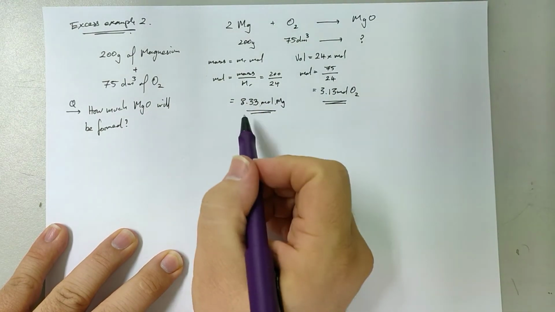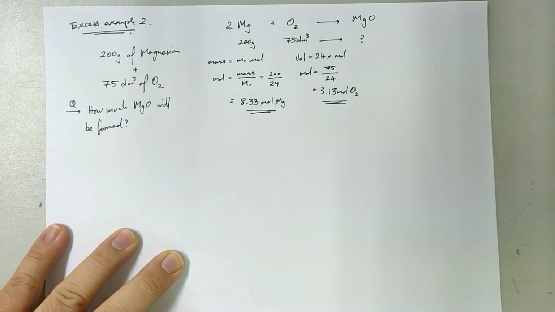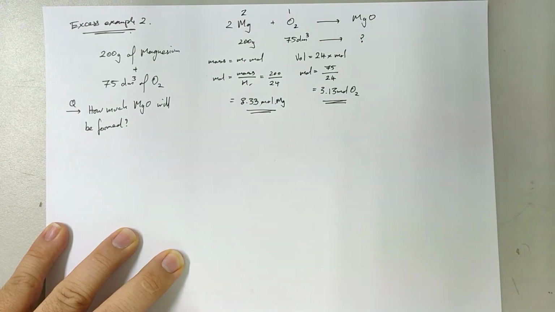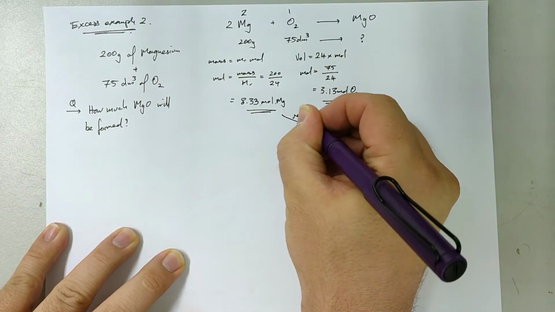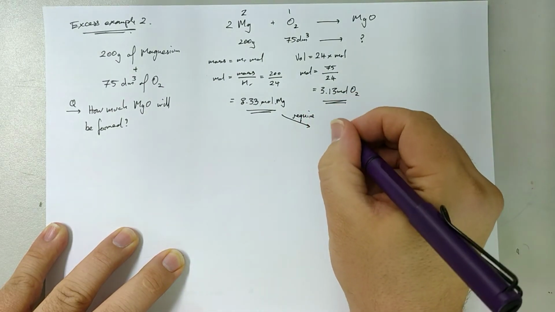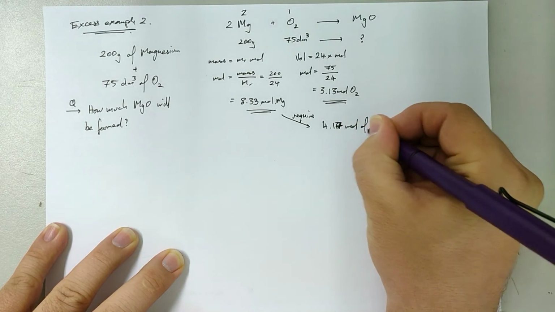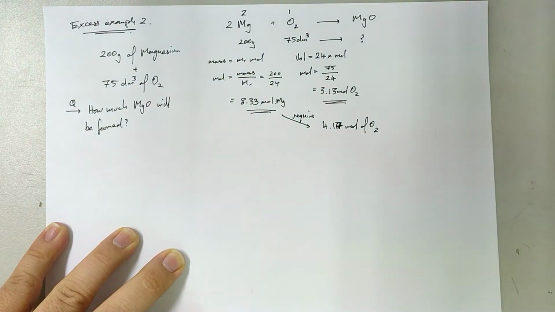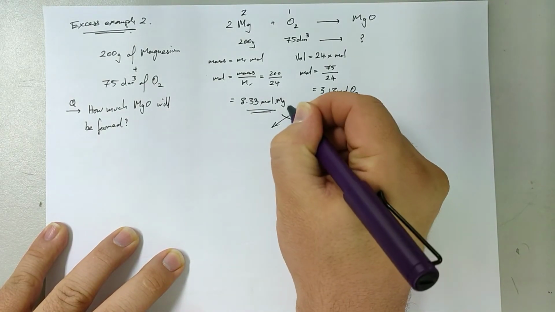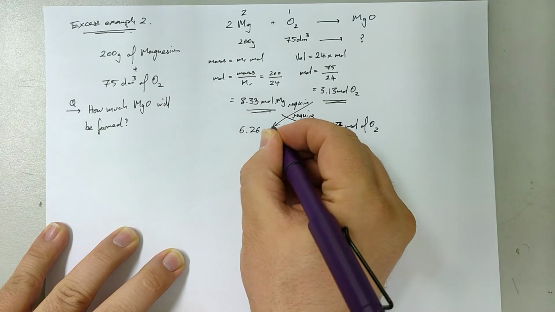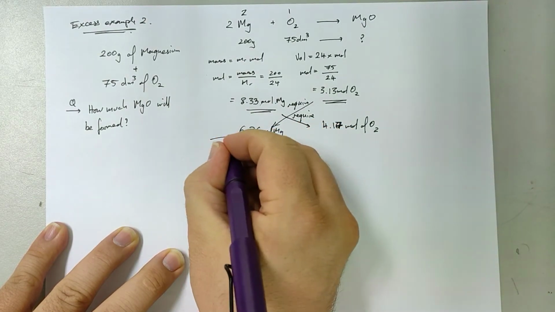Okay, what we need, well, if we have 8.33 moles of magnesium, because the ratio is 2 to 1, that will require 4.17 moles of oxygen, whereas the 3.13 moles of oxygen that we have will require 6.26 moles of magnesium. So this is what we will need.